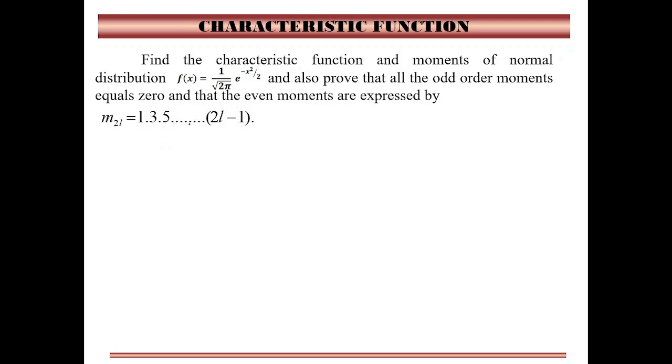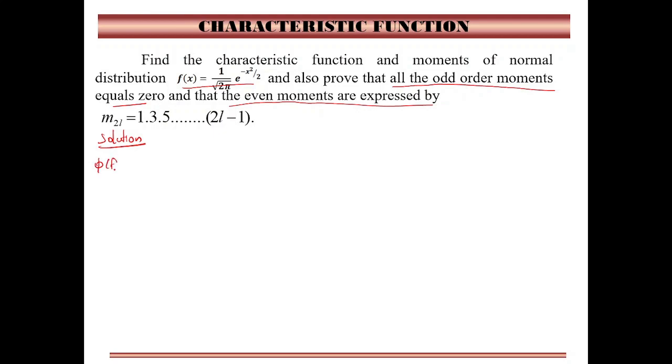Here we find the characteristic function and moments of the normal distribution f of x, which is given by 1 by root 2 pi e power minus x squared by 2. And also we are proving that all the odd order moments equal 0 and that the even moments are expressed by m2l is equal to 1 into 3 into 5 etc. 2l minus 1. Let us see the solution.